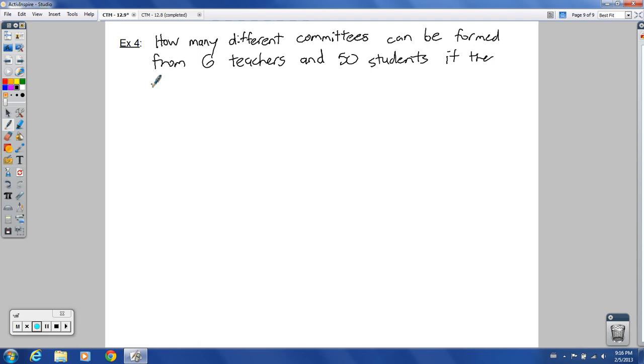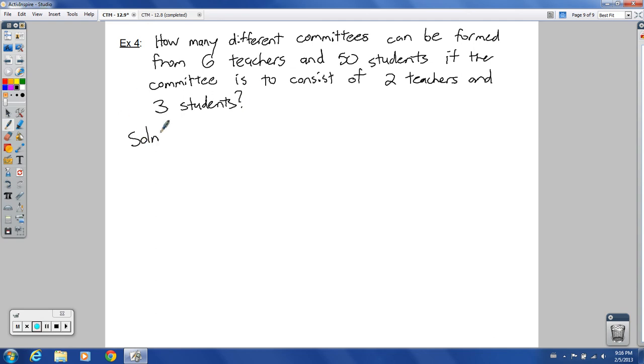If the committee is to consist of two teachers and 3 students, so it's going to be a 5-person total committee. But what do we got there? What are we going to do?